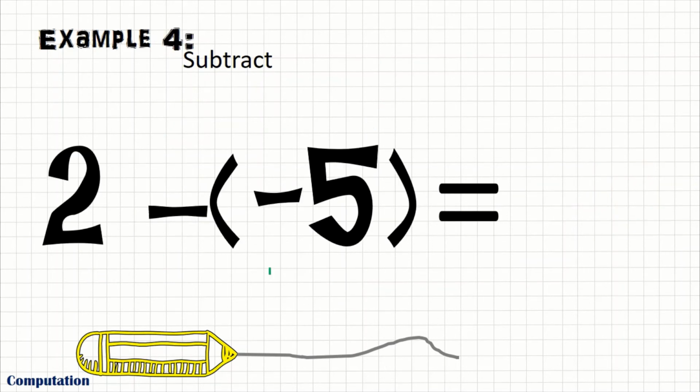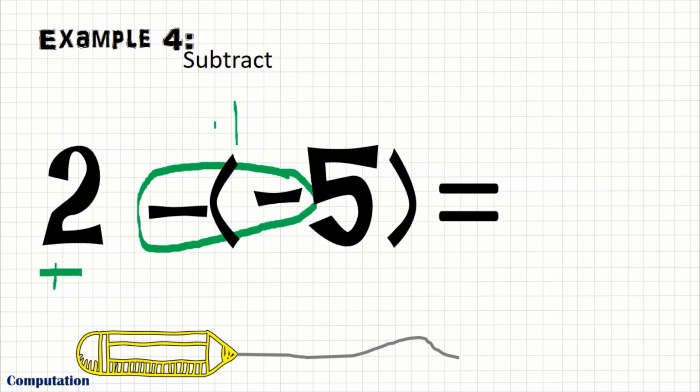Next, how about 2 minus negative 5? Ang sign nito ay positive. Sabi ko kanina, kapag meron kayong nakitang magkatabi na negative at minus, we will treat it as positive. So, ang magiging sign na ngayon ni 5 ay positive. So, 2 plus 5 is equal now to 7.